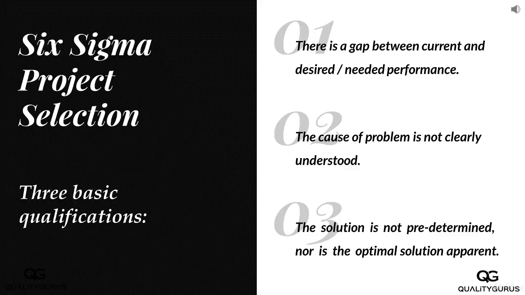Here on this slide, I have three basic criteria. You look at three criteria and that will help you decide whether this improvement can be a Six Sigma project or not. The first thing is, is there a gap between the current performance and the desired or needed performance? If there is a gap, then this is a good potential project. If you don't see a gap between what is required and what is the actual performance, then probably you can drop that from this list.